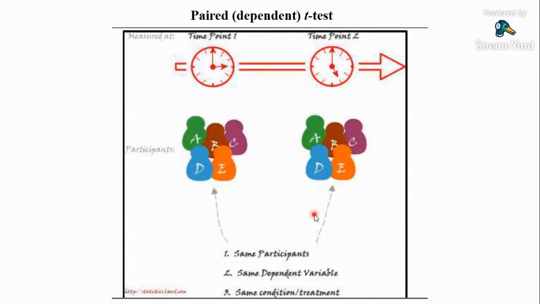Then we were talking about the paired t-test. In a paired t-test, the participants have to be the same. There has to be the same dependent variable, and the same condition or treatment. You see here there are two time points, time point 1 and time point 2. In time point 1, we have certain participants A, B, C, D, E, and we have the same participants A, B, C, D at time point 2. So clearly we can see that there are the same subjects in both cases.